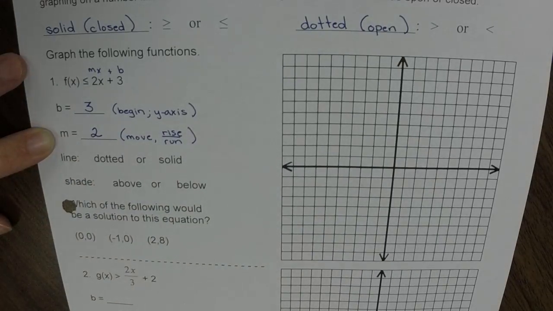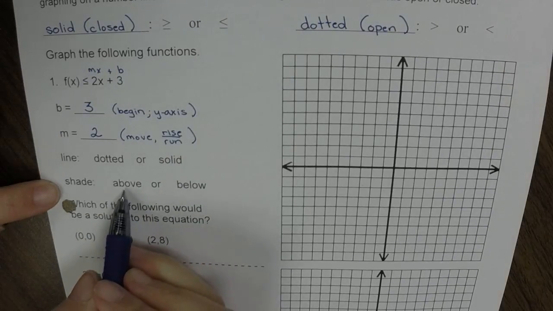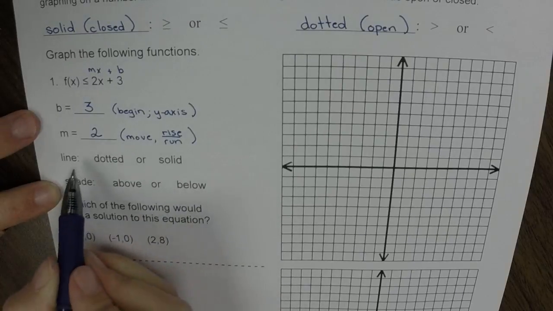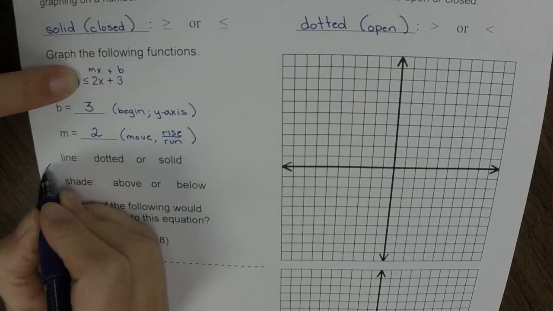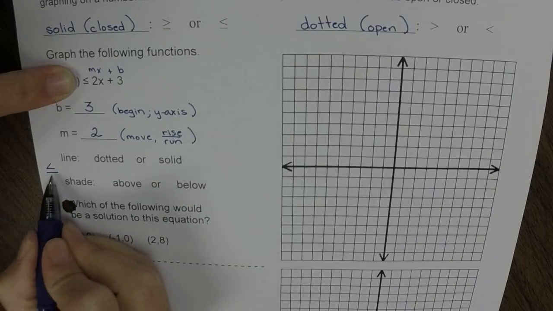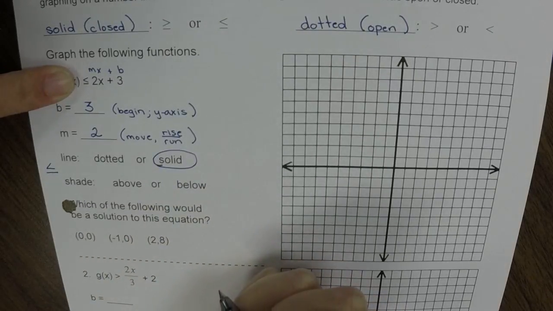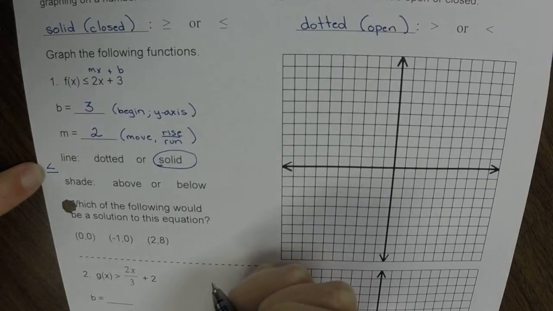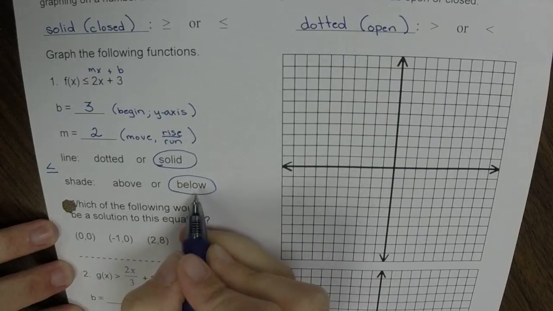But the extra pieces is that we're going to decide dotted or solid, and then above or below. If we look at the sign, this is a less than symbol. So both of these are going to be determined by the less than symbol. We have equal to, so since we have the solid line underneath, we would say that we're going to make a solid line. And then since it's a less than symbol, that means we need to shade below. I'll talk about how to determine what is below in a second.